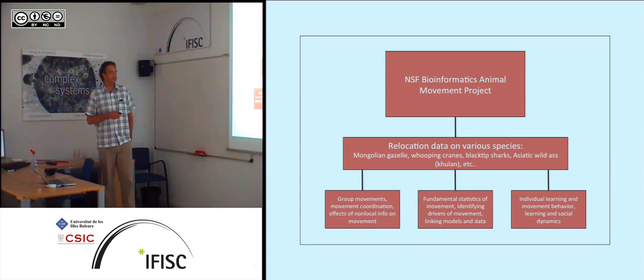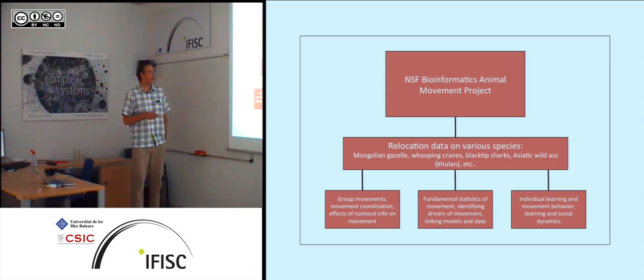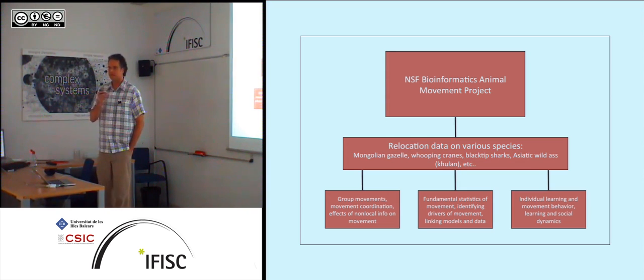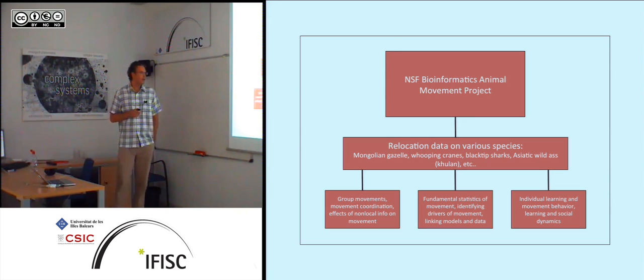The project, as I see it, has 3 main branches. Of course, there's a lot of overlap between them. One is group movements, coordination of movement among individuals, and effects of non-local information on movement. That's the branch that Ricardo and Stovall recently contributed to with the gazelle calling paper, and now in PRL.